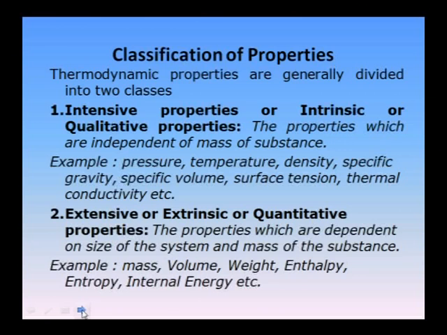Extensive or extrinsic or quantitative property. The properties whose value depends on the size of the system and mass of the substance. Here mass is considered to define the particular property, then that property is called what? Extensive property. Example, mass of the system, volume, weight, enthalpy, entropy, internal energy. These are considered with respect to the mass. Some quantities which are considered with respect to the mass are called extensive property, whose value depends upon the mass.